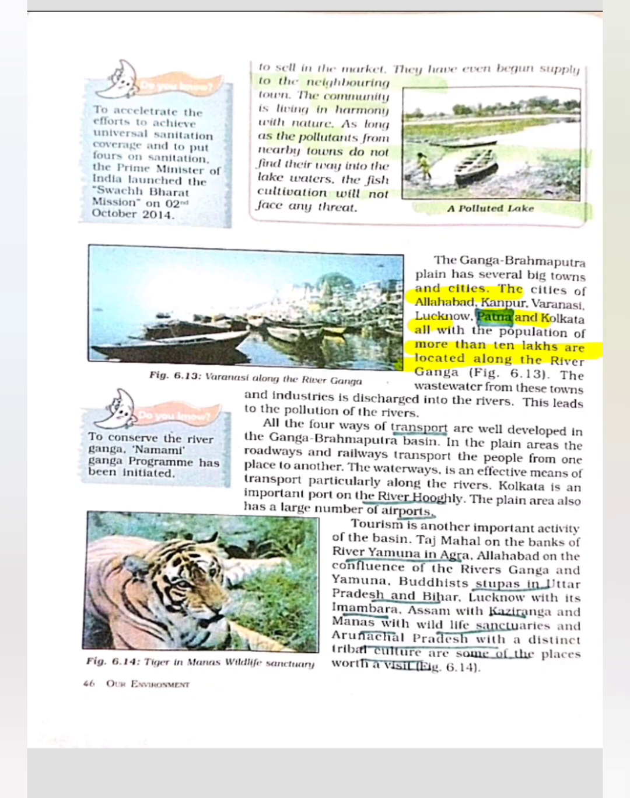The population here is more because of the river basin and the plain area, and the easy availability of water. But nowadays, due to some problems and development, these are destroyed and the river gets polluted, which becomes a problem for us. All four ways of transport are well developed in the Ganga Brahmaputra basin. In the plain areas, the waterway is an effective means of transport from one place to another, particularly along the rivers. Kolkata is an important port on the river Hooghly.